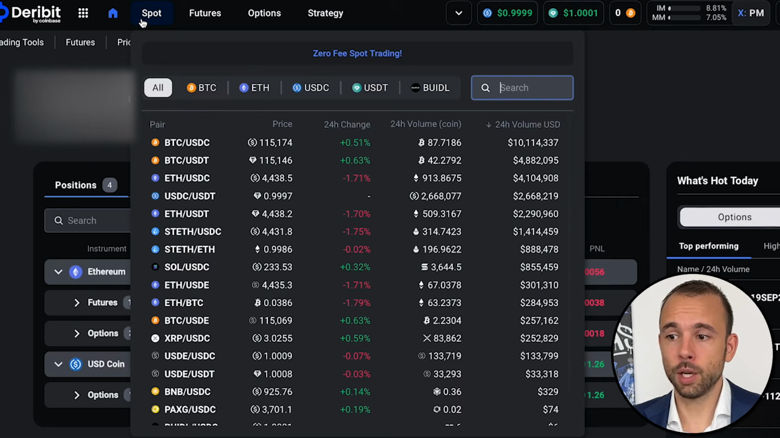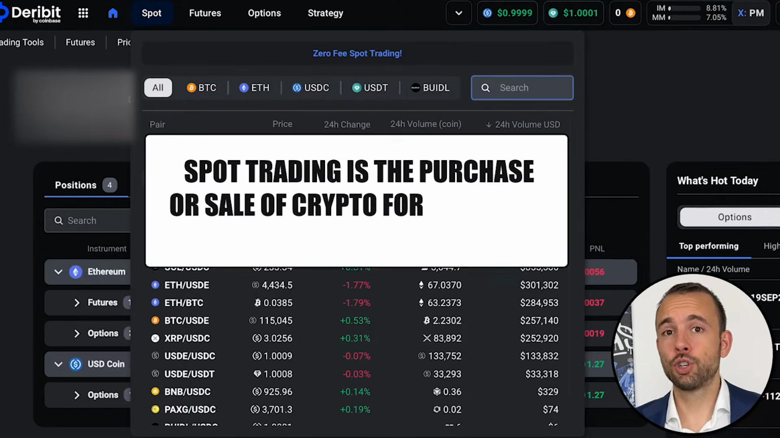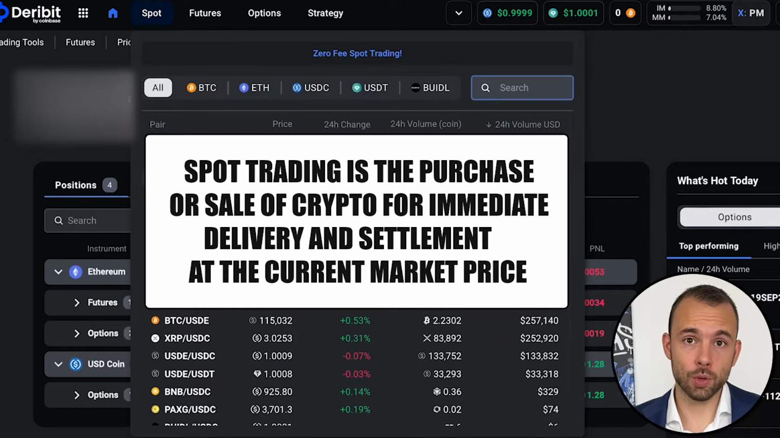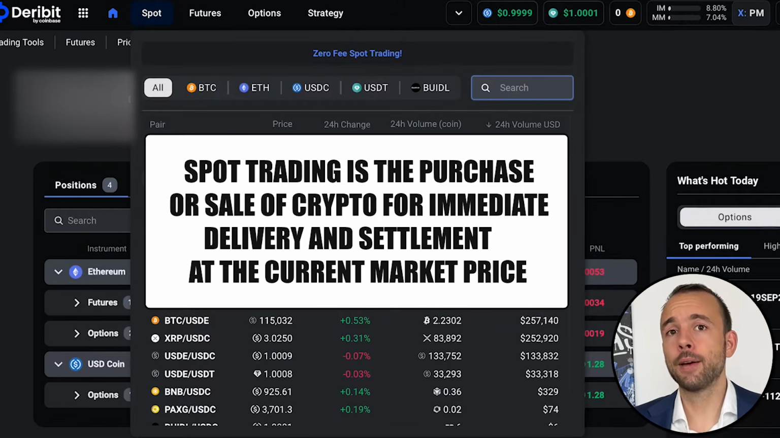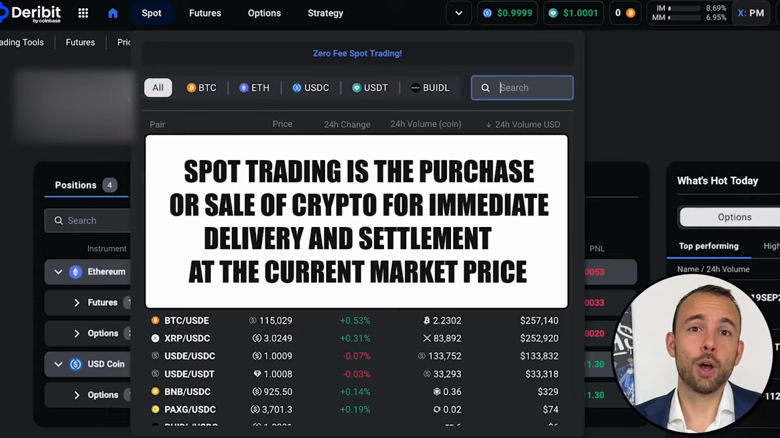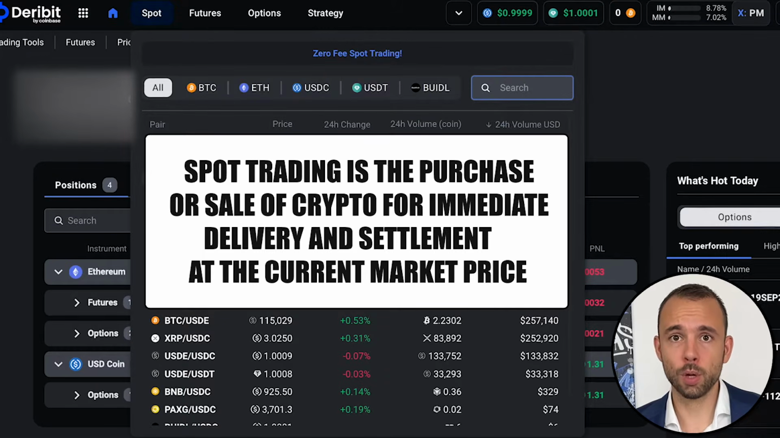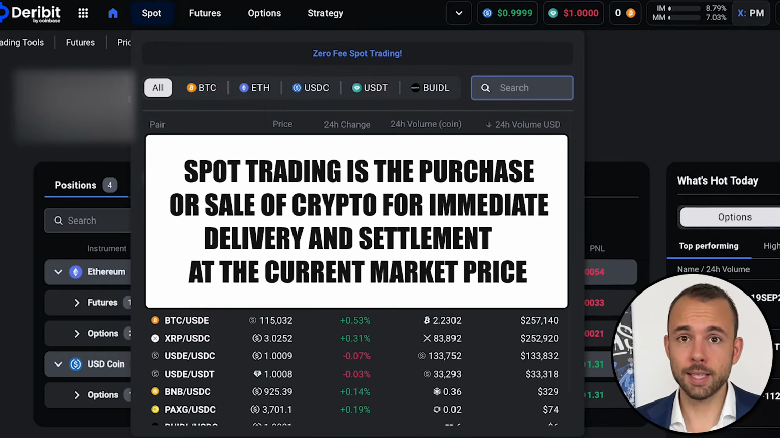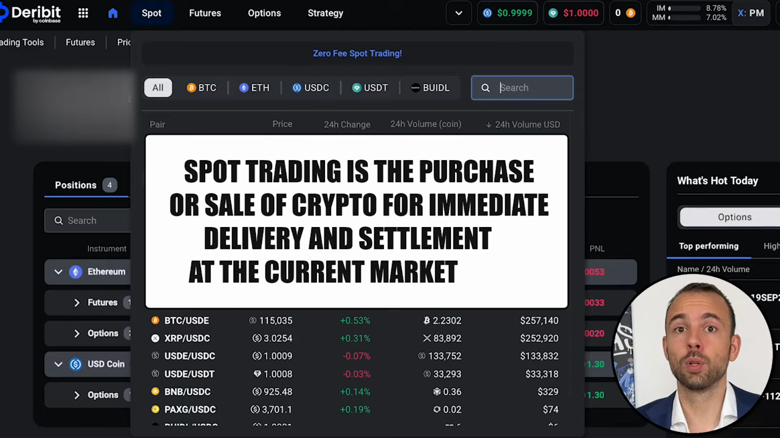Here you can see all the coins that are available for spot trading. Spot trading basically is when I would like to buy Bitcoin and have it in my wallet. Or if I already have Bitcoin and I would like to sell my Bitcoin from my wallet and receive USDC. This is basically spot trading, where the physical delivery of the asset will take place.